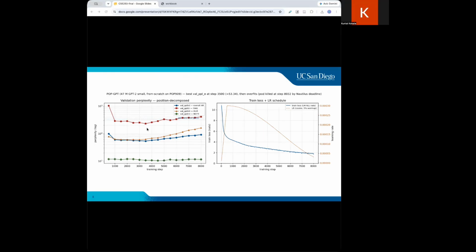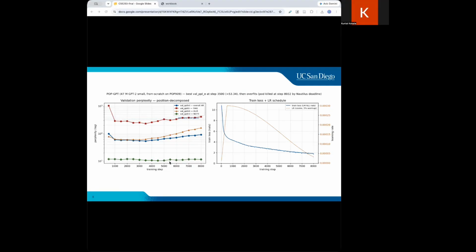On the left graph, there are like four perplexity curves. Blue is the overall validation, red is time, orange is duration, green is note. The blue and red curves bend upwards after step 3500. Green, the note perplexity, sits flat around 10 throughout. It is not increasing or decreasing.